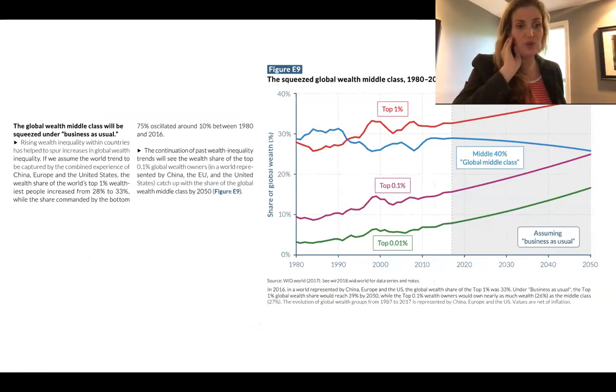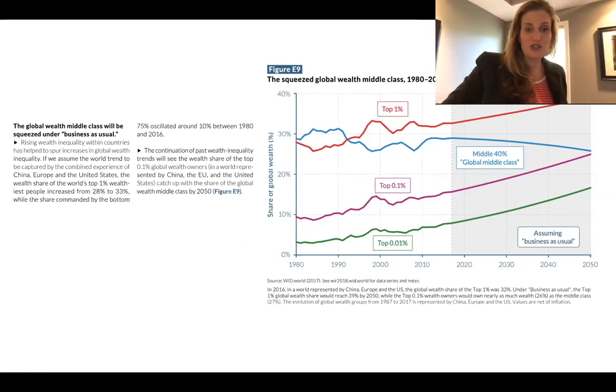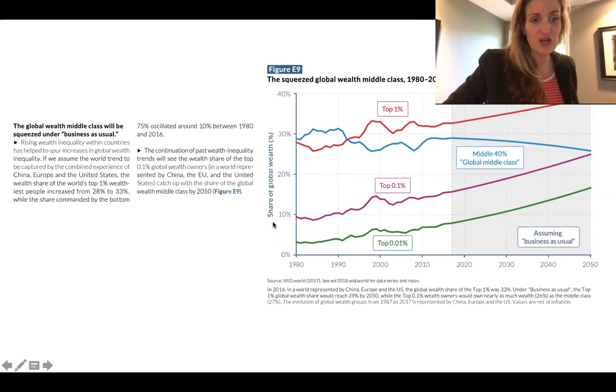If we assume that the world trend is to be captured by the combined experience of China, Europe, and the US, the wealth share of the top 1% wealthiest people increased from 28 to 33%, while the share commanded by the bottom 75% hovered around 10% between 1980 and 2016. The continuation of past wealth inequality trends will see the wealth share of the top 0.1% global wealth owners catch up with the share of the global wealth middle class by 2015.